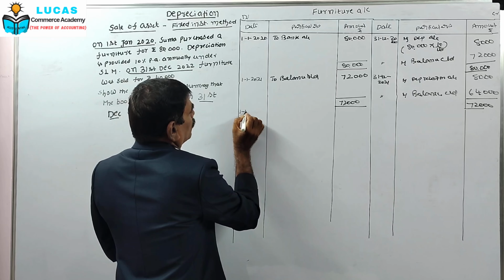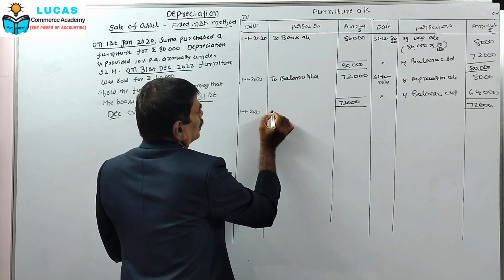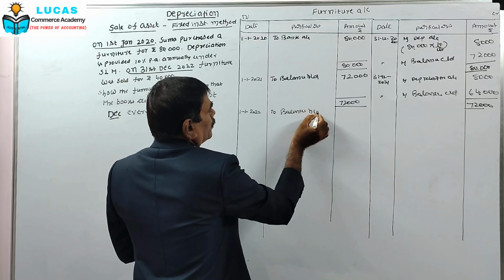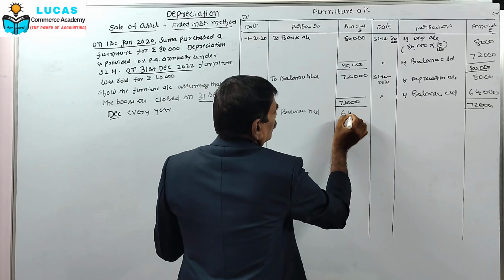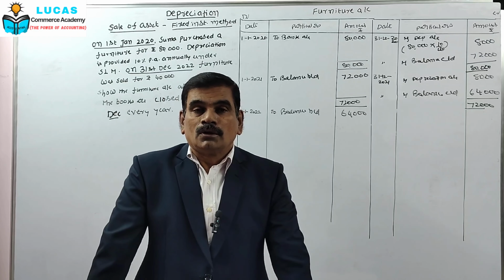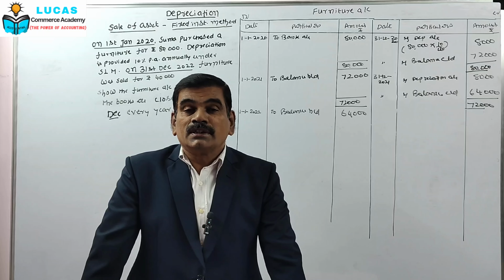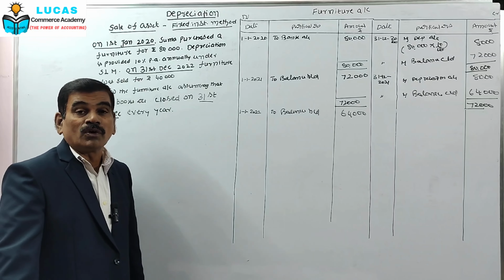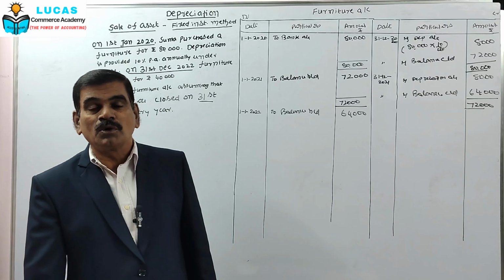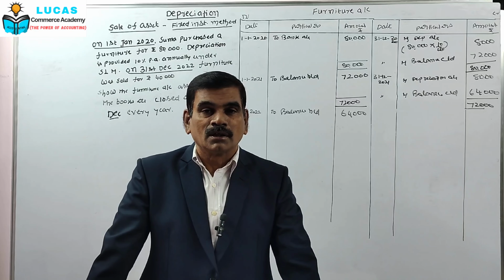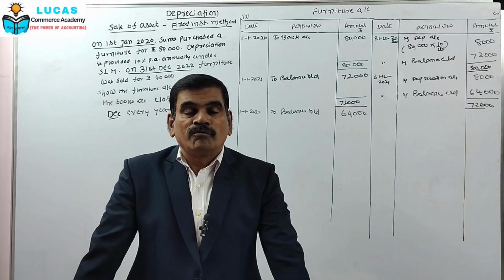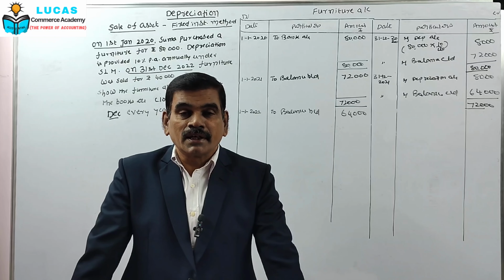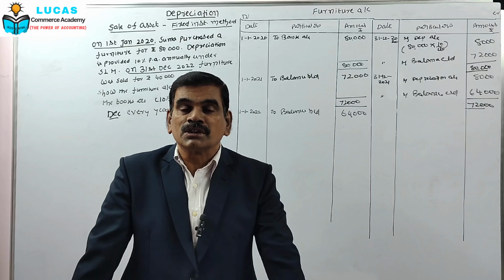So that means 1/1/2022 to balance b/d 64,000. 2022 is the special for us because the asset has been sold for rupees 40,000. So when the asset is sold, certain procedure is there. We should follow that procedure.